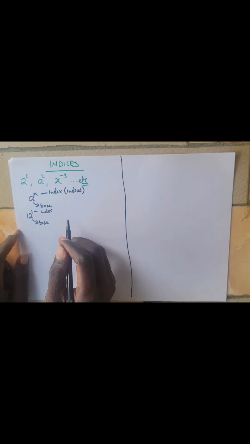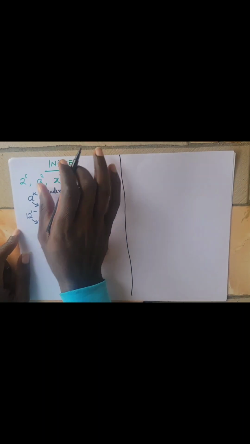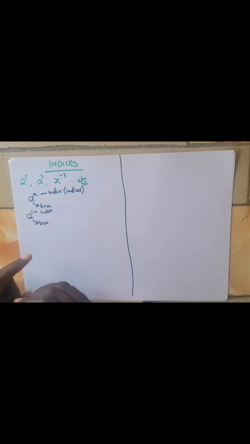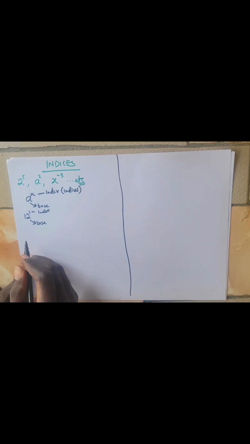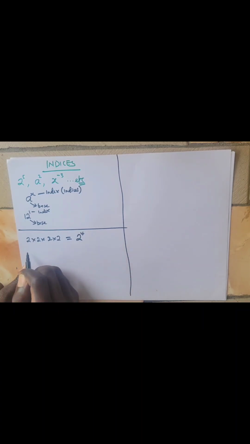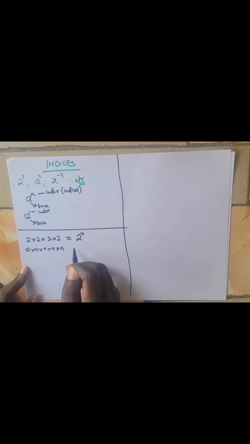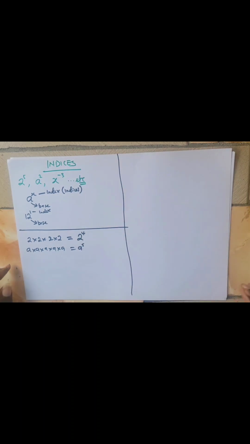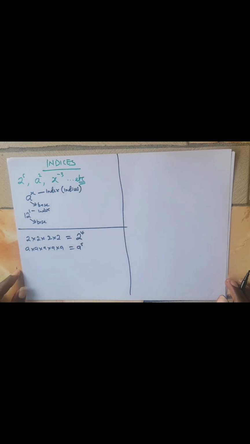Okay, so problems can be solved in index forms, and there are certain things we have to take note of. 2 times 2 times 2 times 2 is the same thing as 2 raised to the power 4. A times A times A times A times A is the same thing as A raised to the power 5. These are written in index forms.